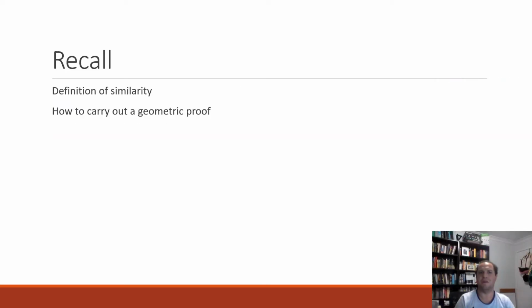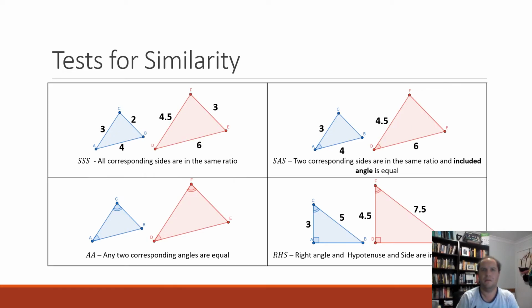Alright students, for this video you'll have to recall our definition of similarity, which just means things have the same shape, just different size. You'll also have to remember how to carry out a geometric proof. Going over our 4 tests for similarity, they do look a bit like our congruency tests, but instead of sides being equal, our sides need to have the same common ratio between corresponding sides.